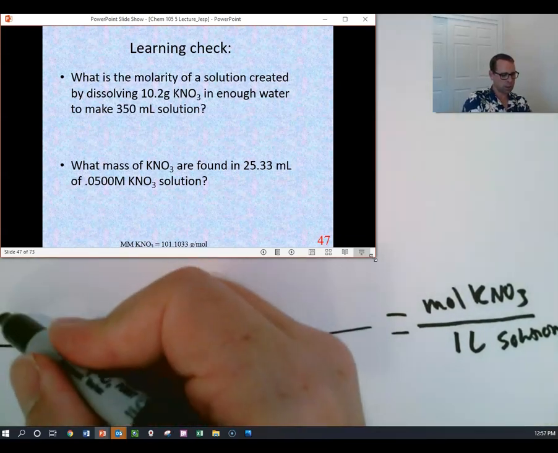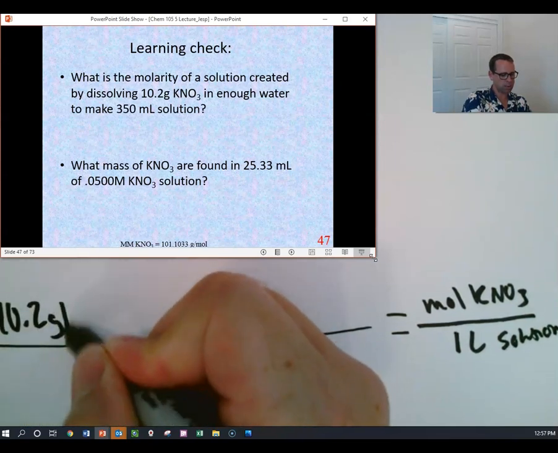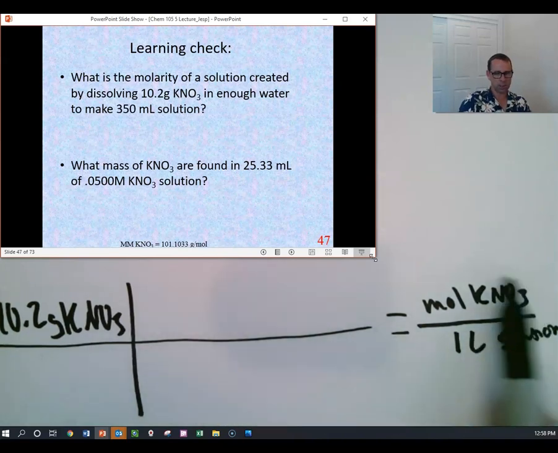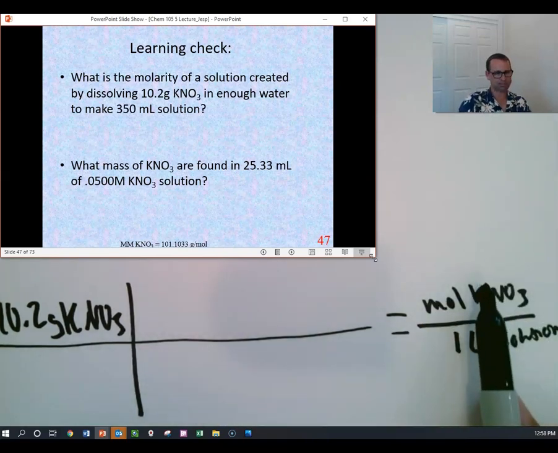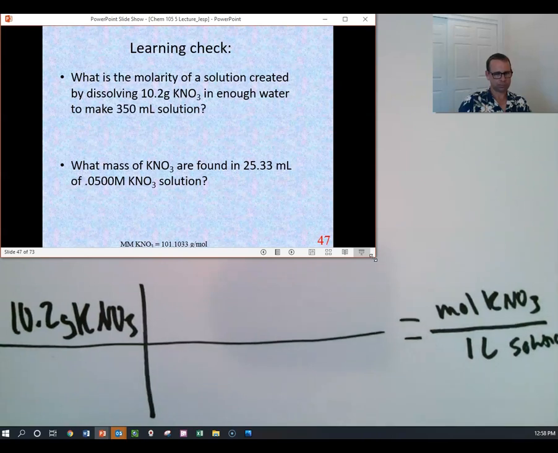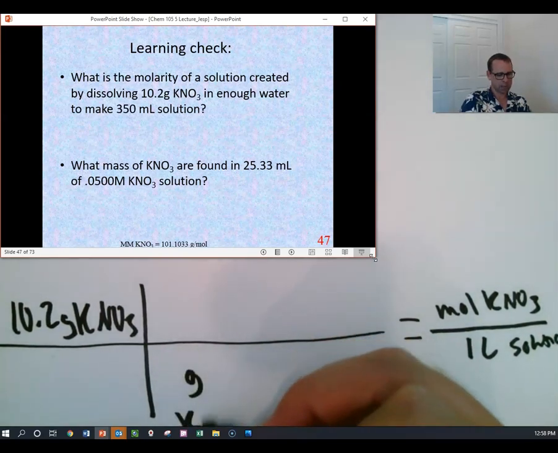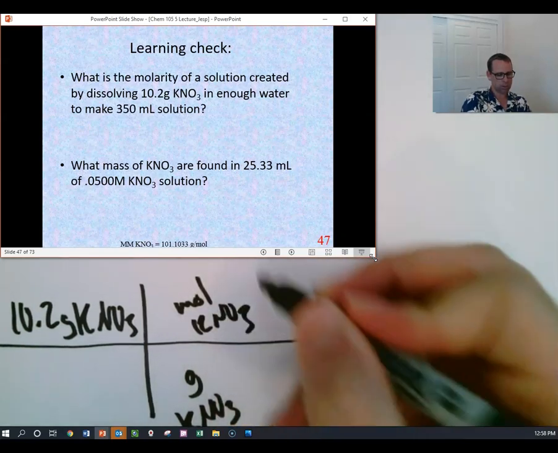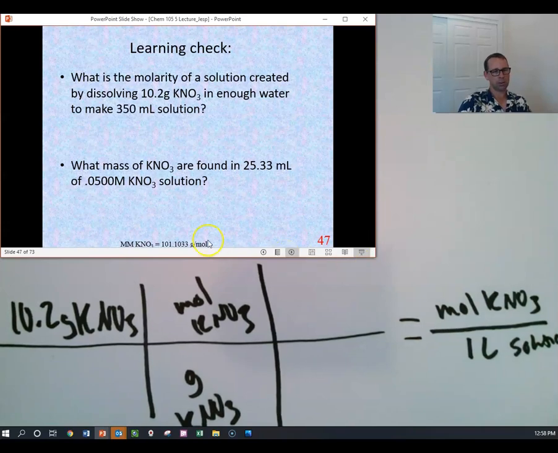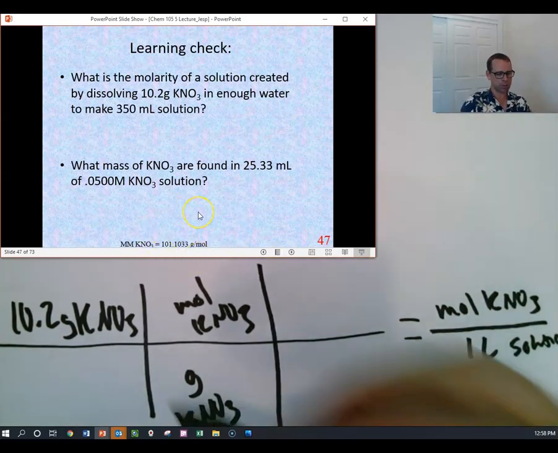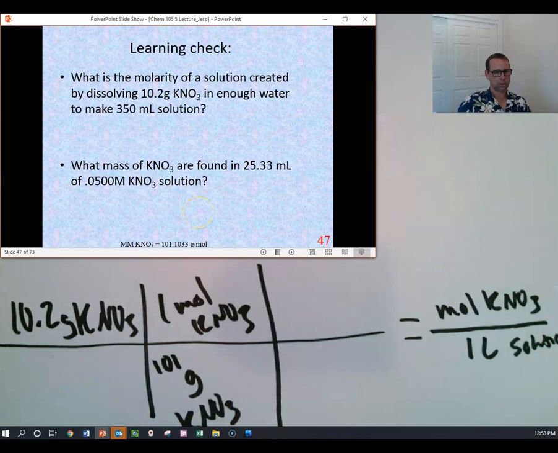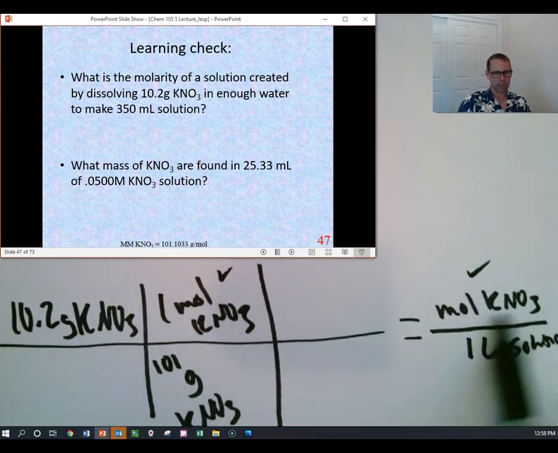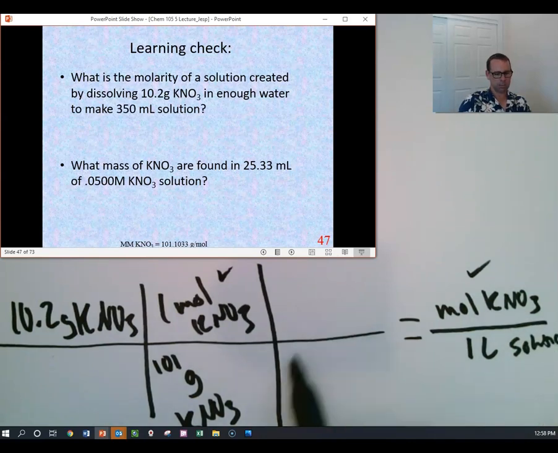Now, I use my dimensional analysis to get my moles of KNO3 over liters of solution. They're starting me with the 10.2 grams of KNO3, but I can convert that grams to moles and get the moles on top. Can you see that? So I go grams of KNO3 down here and go to moles of KNO3 here. They told me down here at the very bottom there's 101 grams per mole. Now I have moles of KNO3 on top, and I just need to get liters of solution on the bottom.